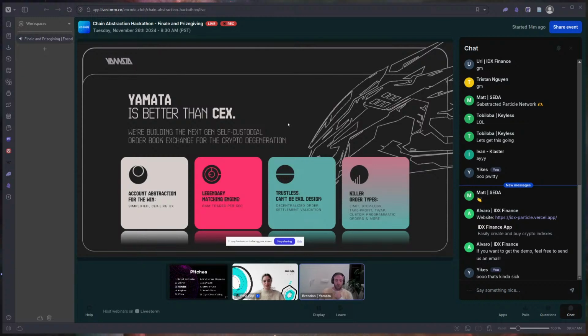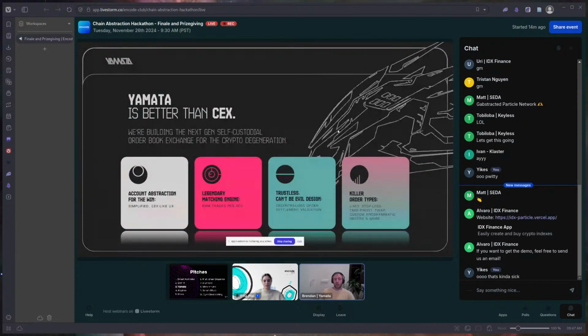We use account abstraction for the win with Particle, of course. It works very well. Onboarding is literally a one or two click process. It feels just like Web2 for our non-crypto native audience. Legendary matching engine: as I mentioned already, the matching engine is off-chain. This means we can do 84 million trades per second, which gives us a speed and performance that will compete with any centralized exchange.